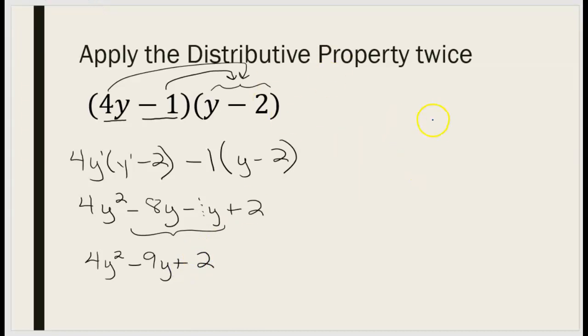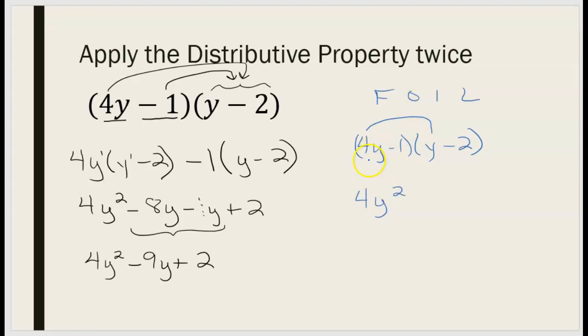And for those of you who like FOIL or chose to try that this time, let's show you how to do this with FOIL. So I'm just going to write it out this time. 4y minus 1 times y minus 2. First term times first term. 4y times y is 4y squared.